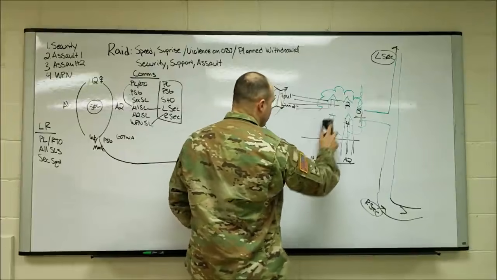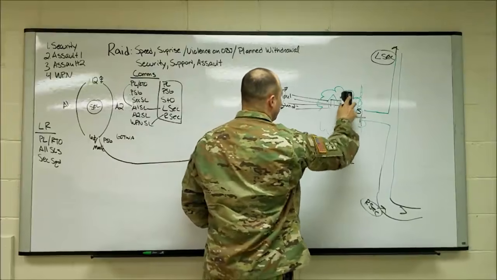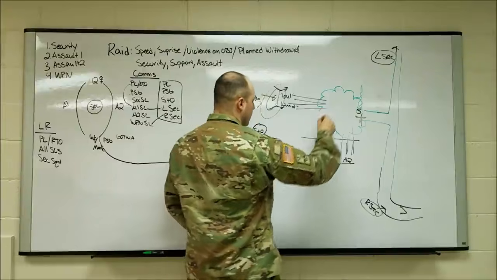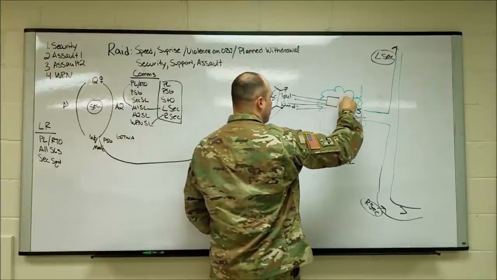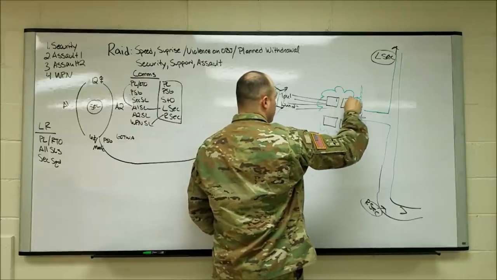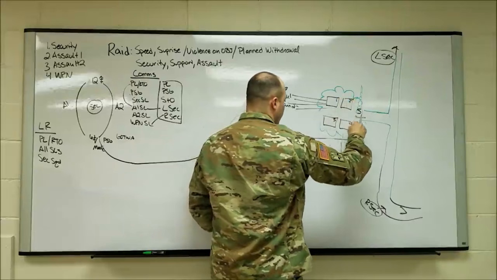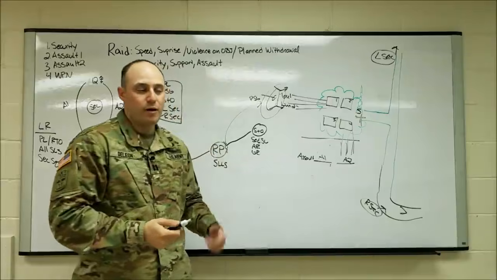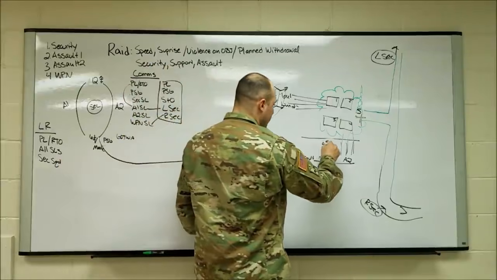All right, let's make this a little different here. Let's square it out here. 1, 2, 3, 4. So A1's probably got their Alpha Bravo team. So their first team is moving up.